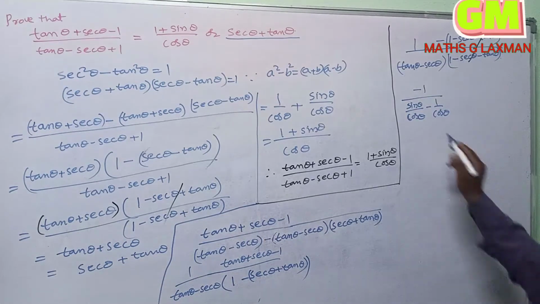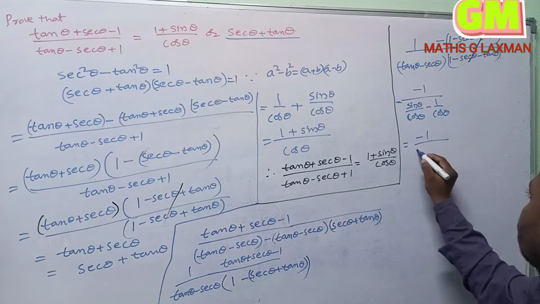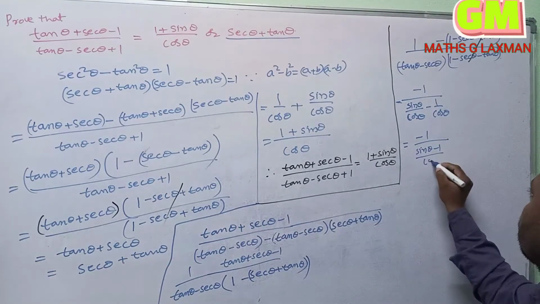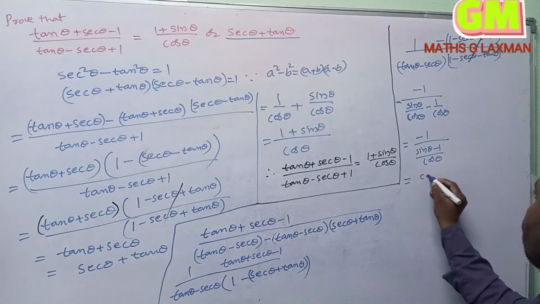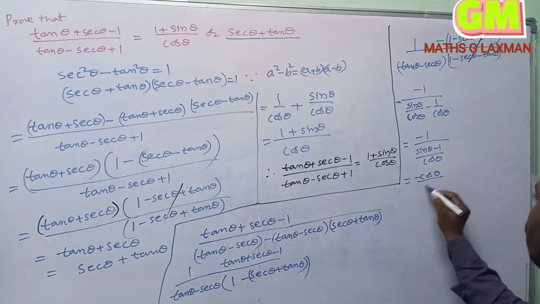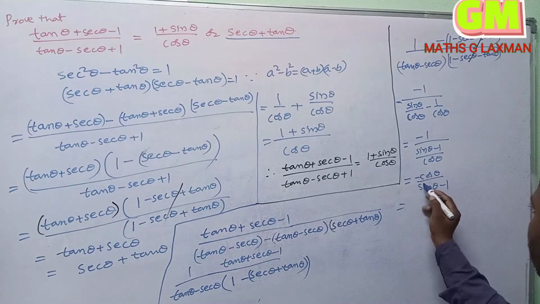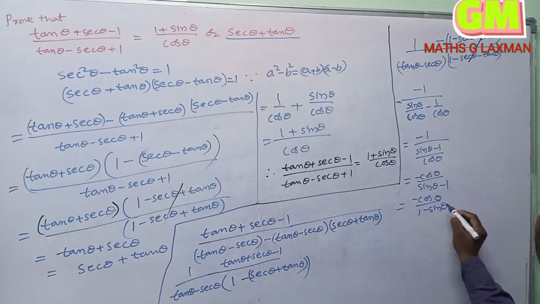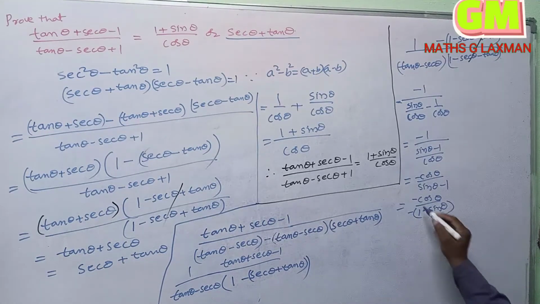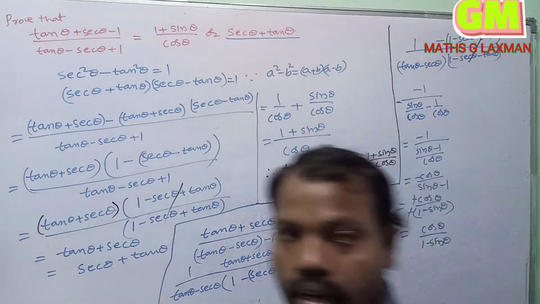Okay, now take the LCM. So when you take the LCM, what will you get? Minus 1 by cos theta, so sin theta minus 1 by cos theta. So if it goes up, what will you get? Minus cos theta divided by sin theta minus 1. Right? So now take minus as a common, minus cos theta divided by 1 minus sin theta. So this will be cancelled. You will get cos theta by 1 minus sin theta. So this answer is also a correct answer for this.